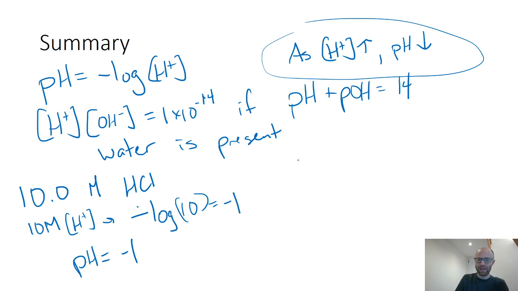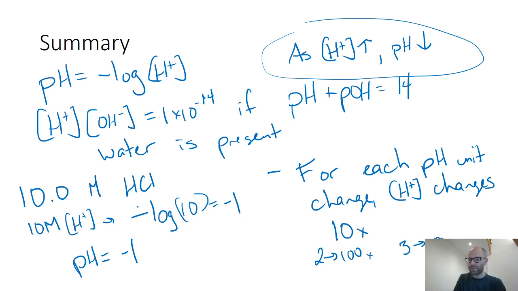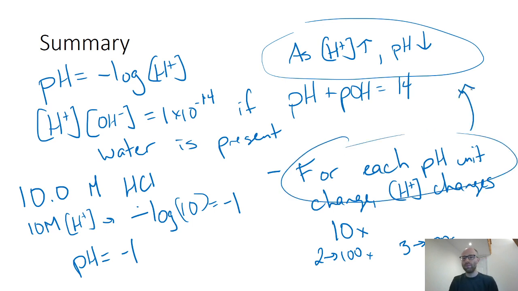But that leads me to my last point. For each pH unit change, H plus changes 10 times. 2 becomes 100 times, 3 becomes 1,000 times. And I think I just wrote behind my own head. But if we combine this statement and this statement, we can make statements about any solution.